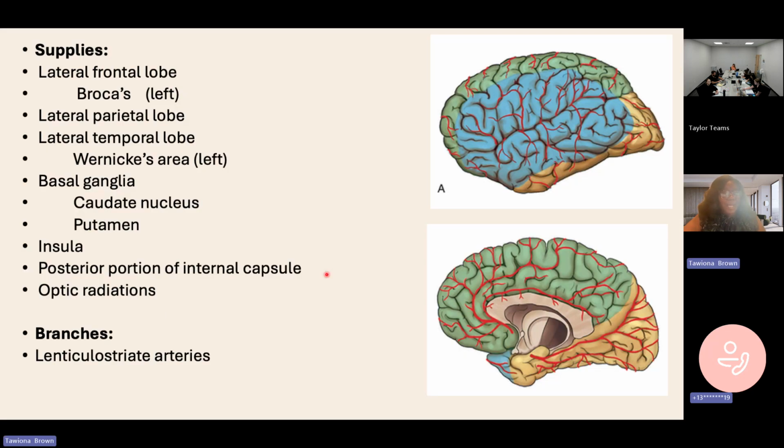So here for you in black and white is what it supplies, okay? That MCA is going to supply the lateral frontal lobe. So it's going to supply Broca's area. It should say frontal and parietal. Oh, it says it later. So it's going to get that Broca's area right in here. And then it's also going to feed the lateral parietal lobe. So it's going to get Wernicke's area on the left side if something happens. It's going to supply the basal ganglia, the insula, the posterior portion of the internal capsule, and then optic radiations. And then you have those branches, which are those lenticulostriate arteries.